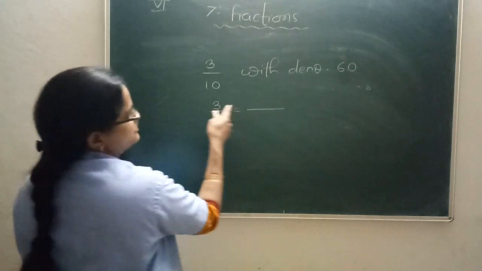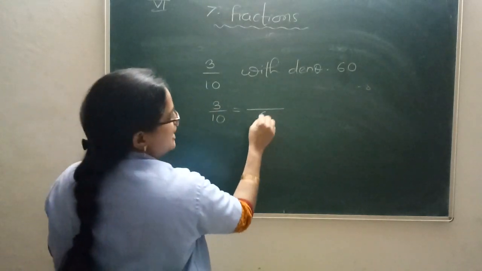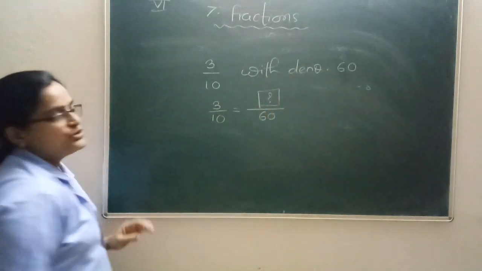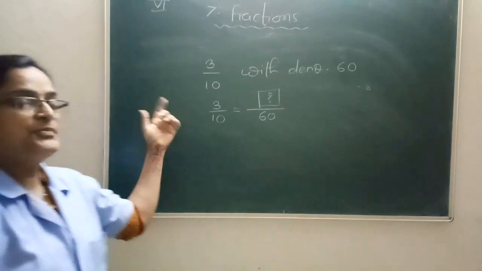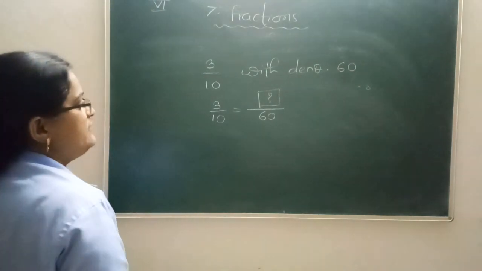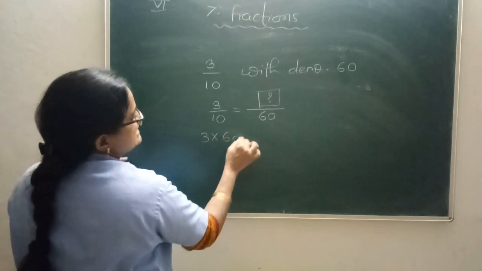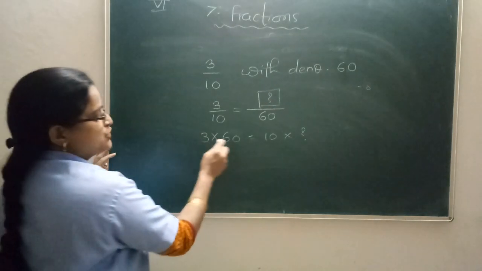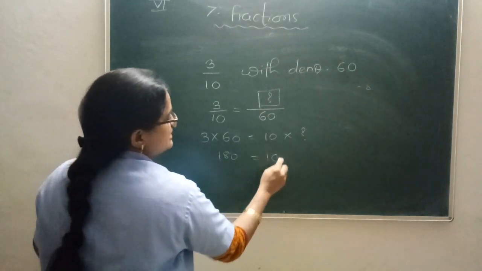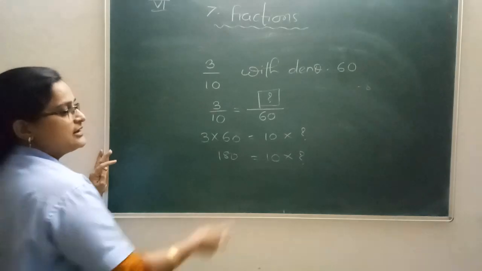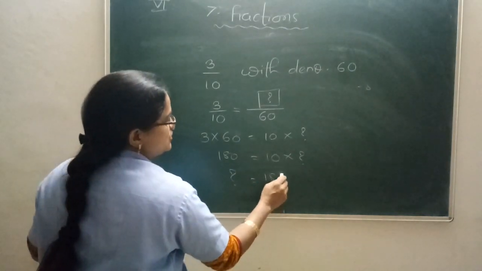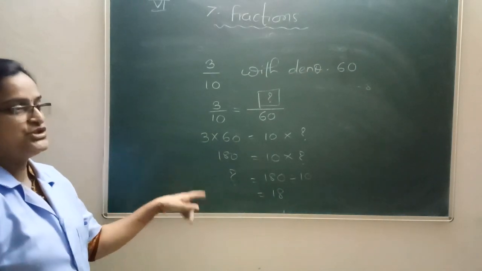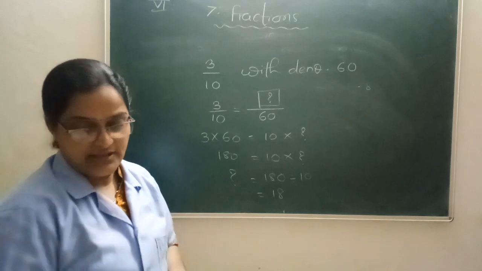And now see, if you are asked the question, write the fraction equivalent to say 3 upon 10 with denominator say 60. Okay, then first you write it as I wrote it before. You want a fraction which is equivalent to 3 upon 10, and its denominator should be 60. In that case, what should be the numerator? Now, with the property which we studied right now, what will I say? 3 into 60 is equal to 10 into question mark. Okay, so 3 into 60 is 180, which is equal to 10 into question mark, and so question mark will be equal to 180 divided by 10, that is 18.